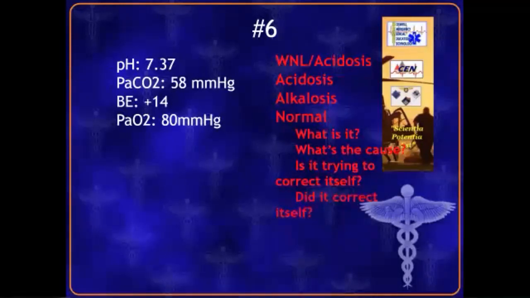And then has it compensated? Go back to the pH. The pH is between 7.35 and 7.45. So we're in a compensated state here, fully compensated. And the full name for this would be a compensated respiratory acidosis.